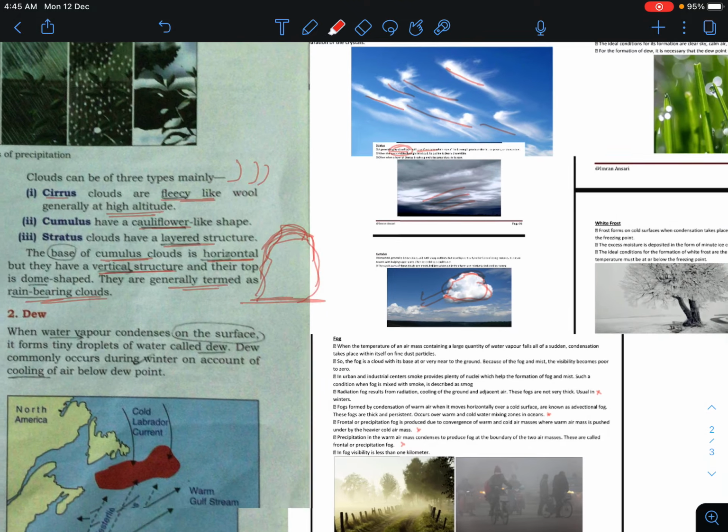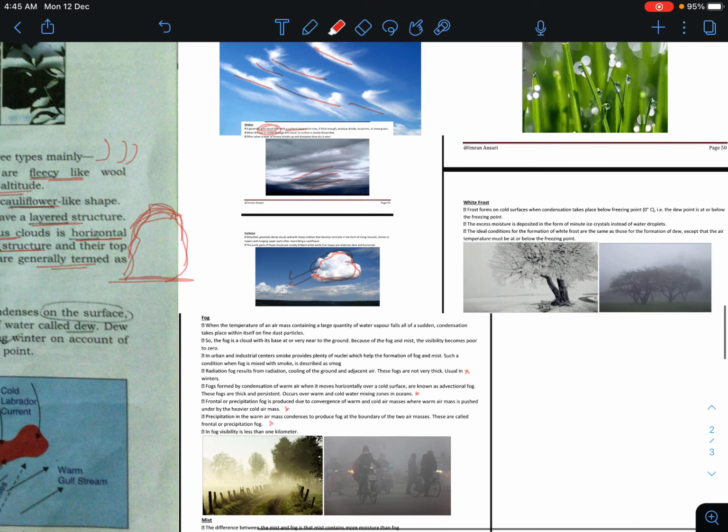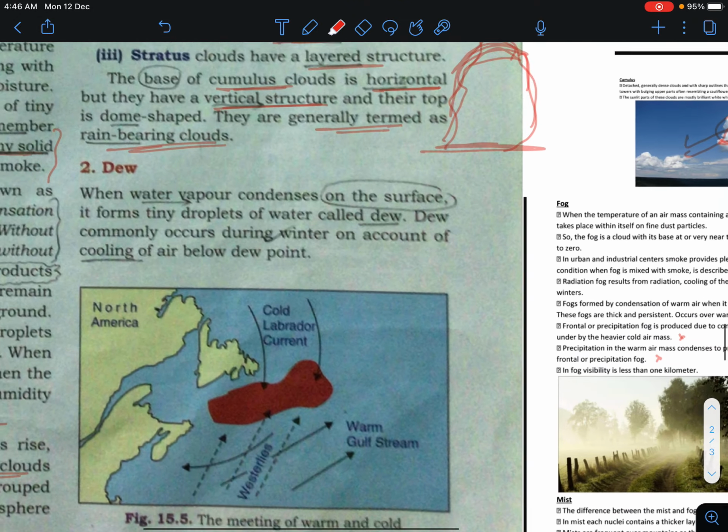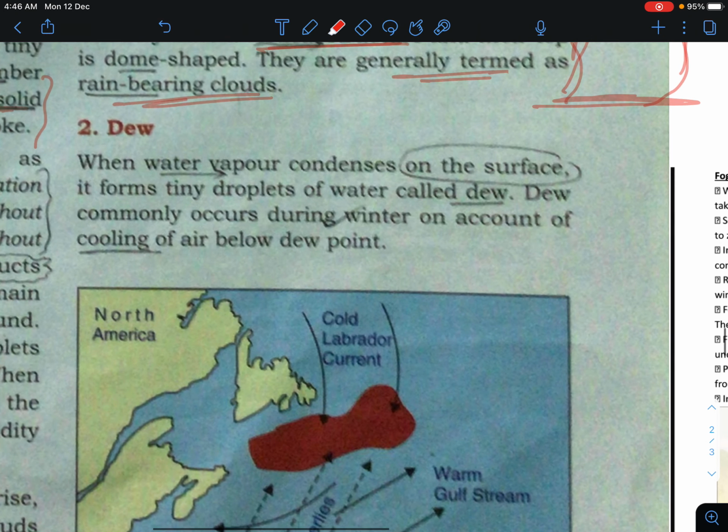Okay, now we will study what fog is. But first, let us go through the topic of dew. When water vapor condenses on a surface, it forms tiny droplets of water, and that is called dew.